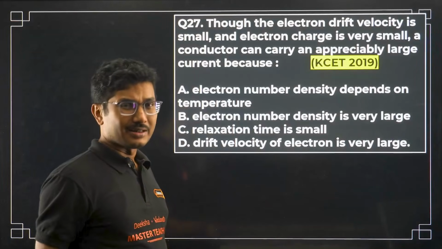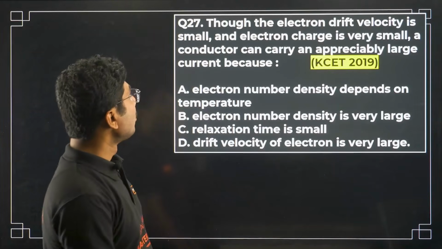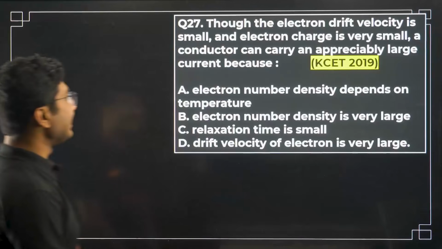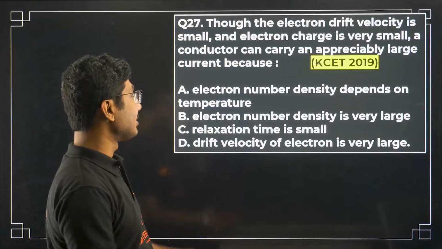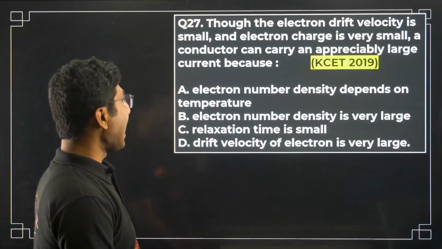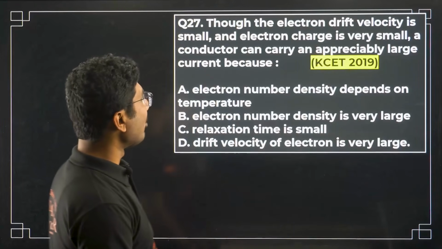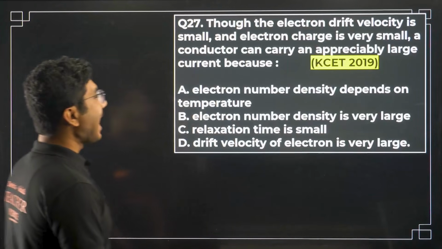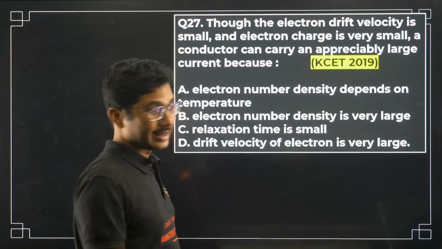Though the electron drift velocity is small, and electron charge is very small, a conductor can carry an appreciably large current.